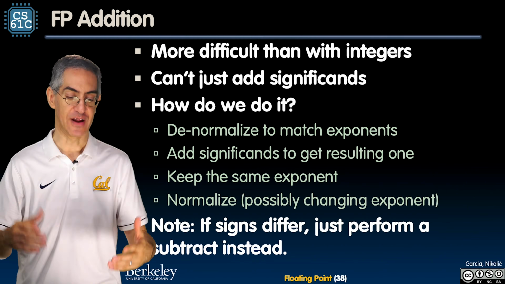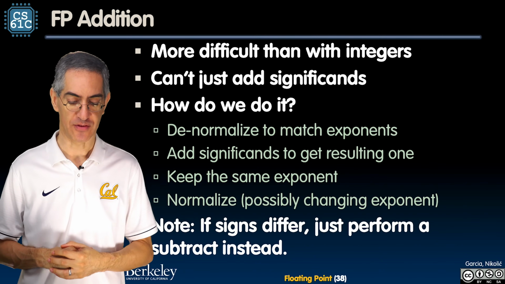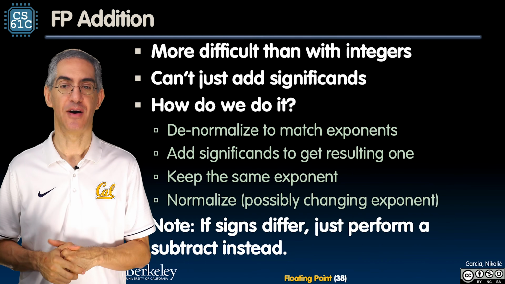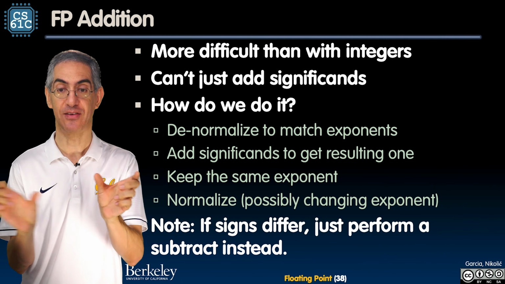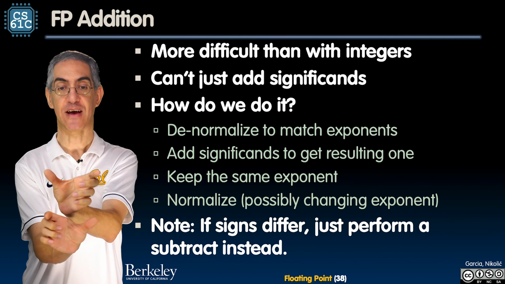Addition. Let's talk about addition now. We're just talking about elements of this, rounding and addition and truncating and all those things. So addition is a little bit harder because you can't just add the significands. You have to denormalize to match the exponent. You have to kind of line them up to match the exponents.